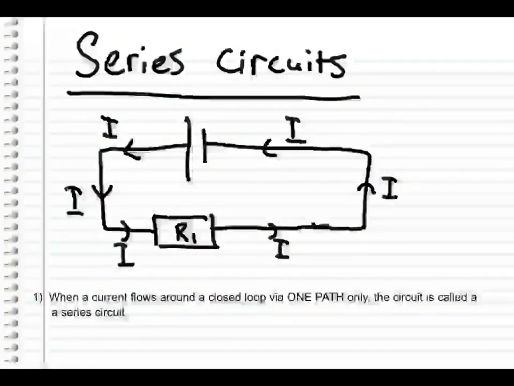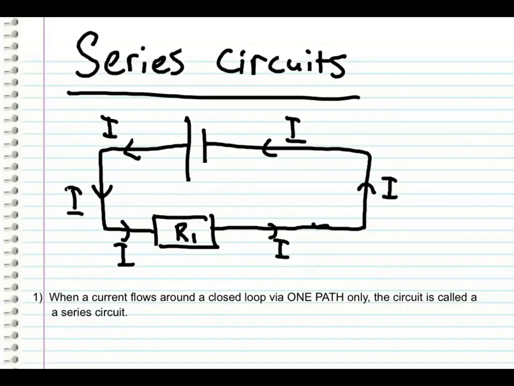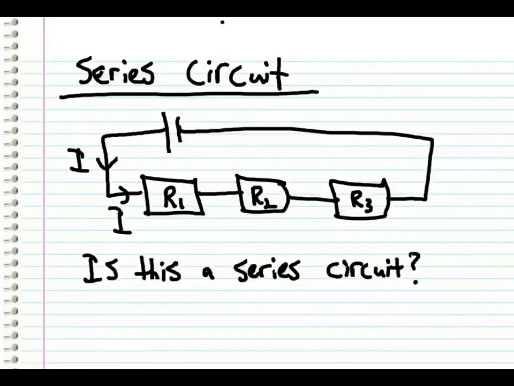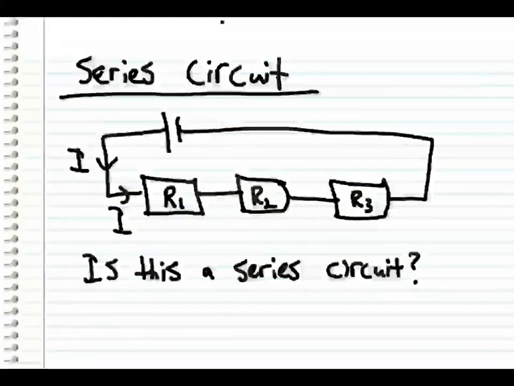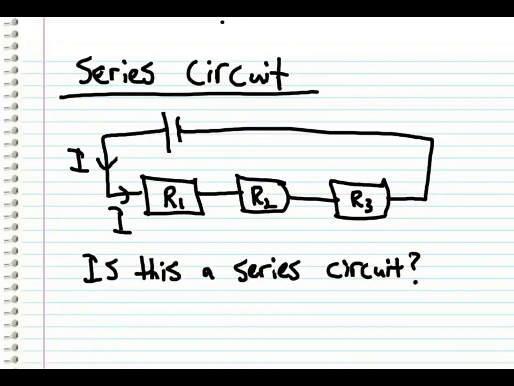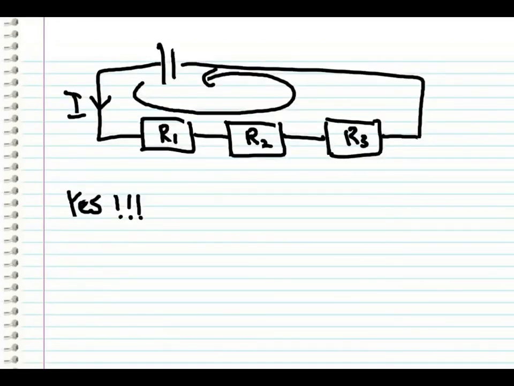Let's take a look at series circuits. When a current flows around a closed loop via one path only, the circuit is called a series circuit. Now, is this a series circuit? Yes, it is a series circuit because the current only flows around the closed loop via one path only.